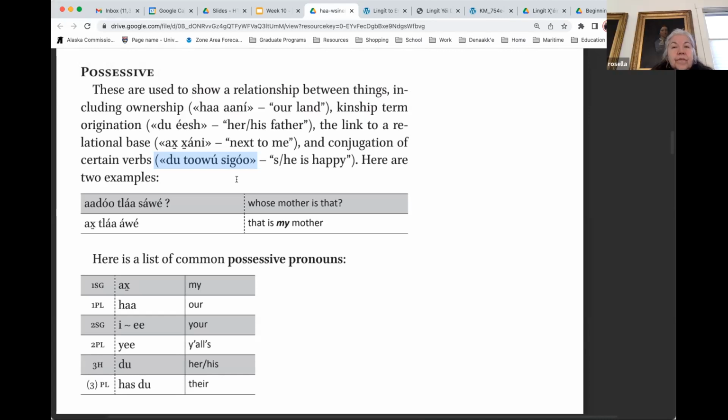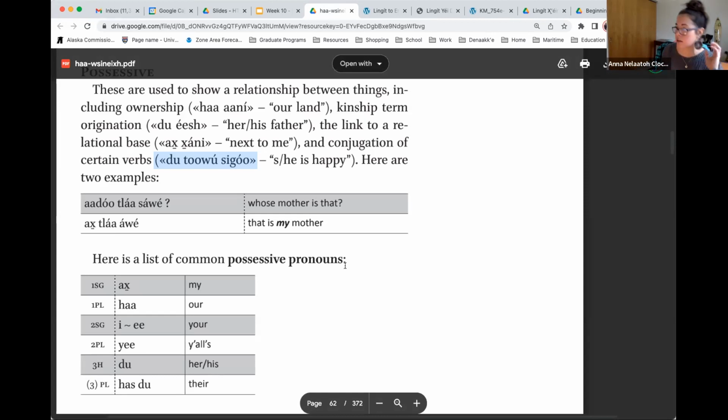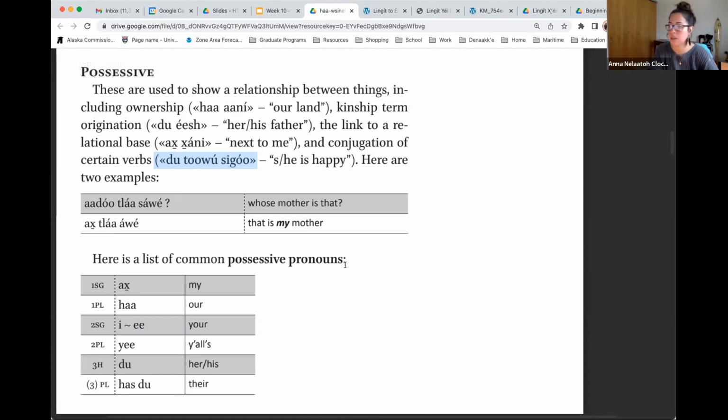So that's just a little bit of a taste of possessive pronouns. We'll get more into it as we continue through this chapter, but we only have a couple minutes left of class, so I wanted to open it up for you if you have comments or questions so far.